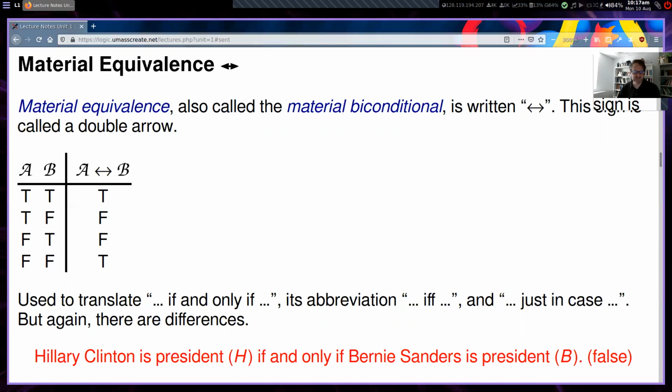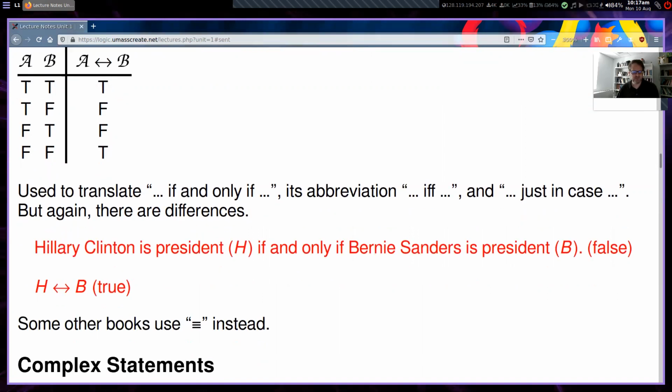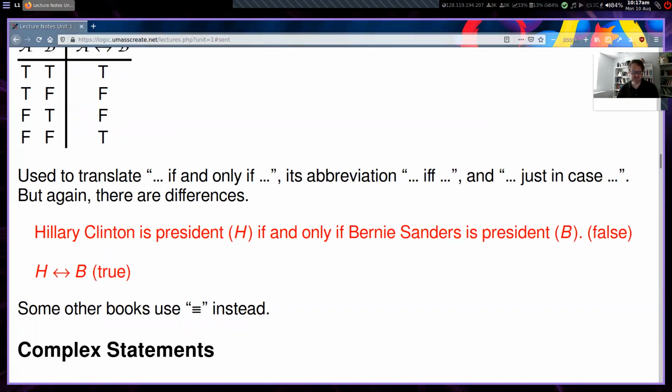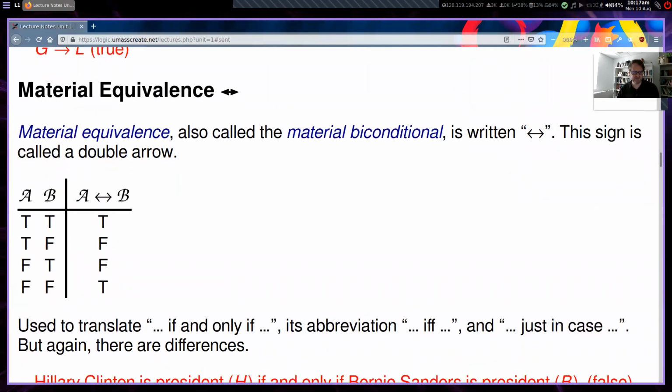So the two sides have to be the same, right? But again, this is a truth function, so all it cares about is the truth or falsity of the inputs. It doesn't care if there's a conceptual or cause-effect link between the two. If I say Hillary Clinton is president if and only if Bernie Sanders is president, that seems false. But both sides of that molecular statement, both the atomic statements making it up, are false. So false, double arrow, false, we're going to regard as true. So we're going to write this with a two-way arrow, we're going to regard this as true. Other books use a funny shaped equal sign that uses 3 bars rather than 2 bars for material equivalence. We're going to use the two-way arrow for material equivalence. Okay.